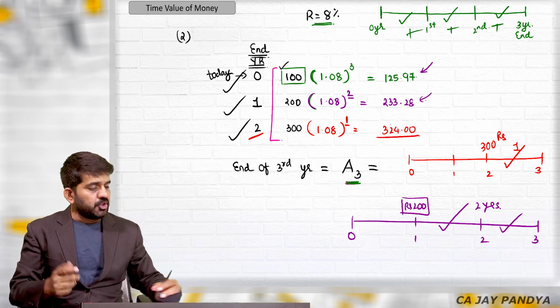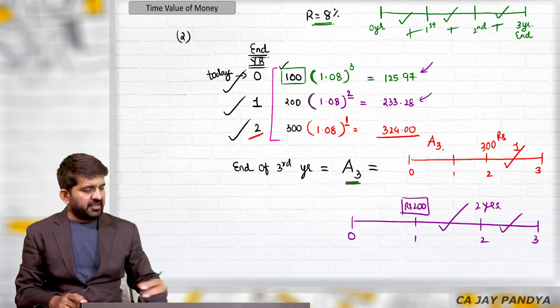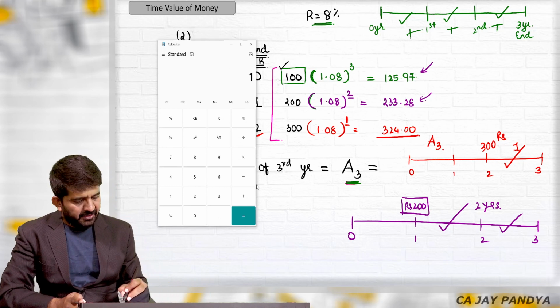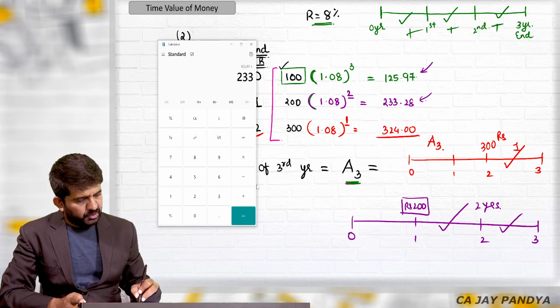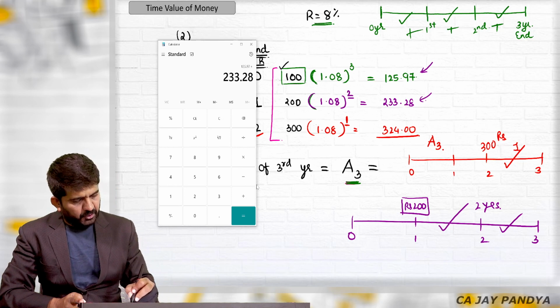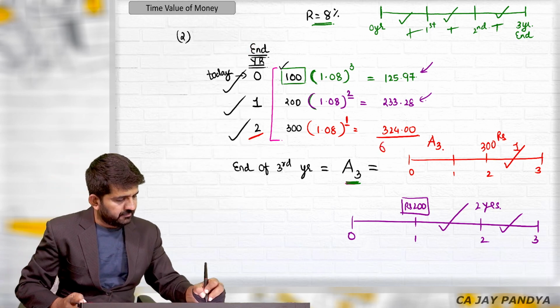So how much total money will I be getting at the end of third year? Amount after third year: 125.97 plus 233.28 plus 324, which is 683.25.